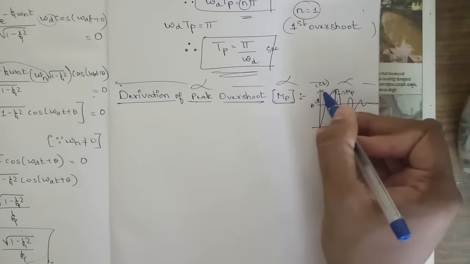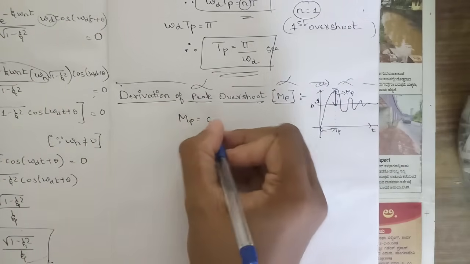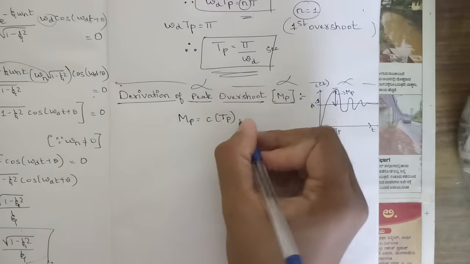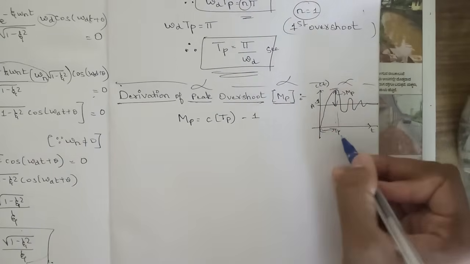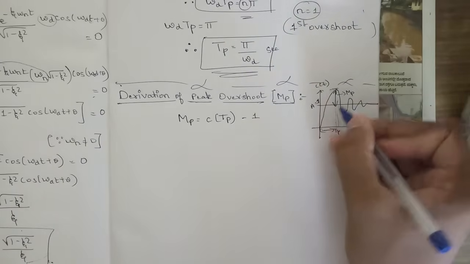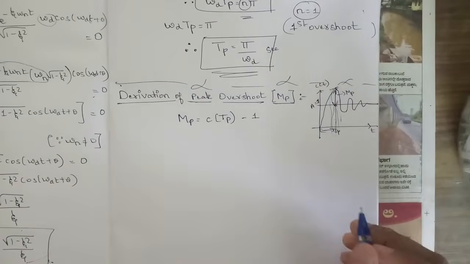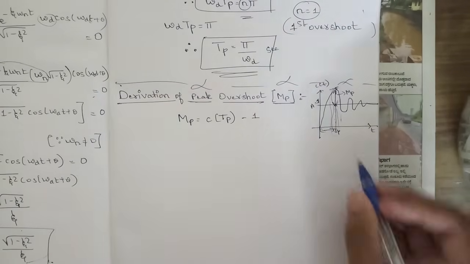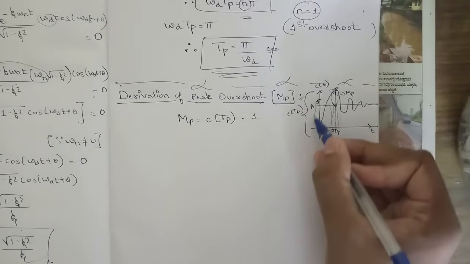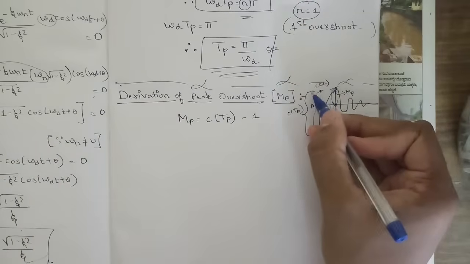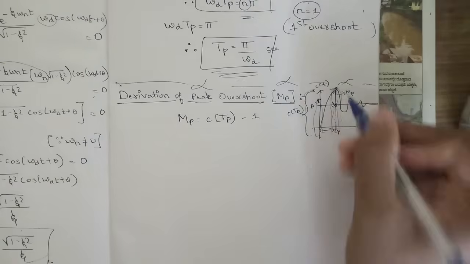And here this is the range of MP. So from this figure we can say that MP is equal to C of TP minus 1. That is, since this is the value of C of TP, this whole thing would be C of TP minus 1. So from the whole C of TP minus 1, we are getting the value of MP. This is the complete C of TP, and this is 1. If we take the subtraction of this and this, only this region would be remaining, that is called MP.